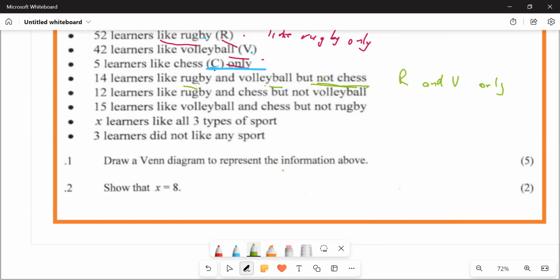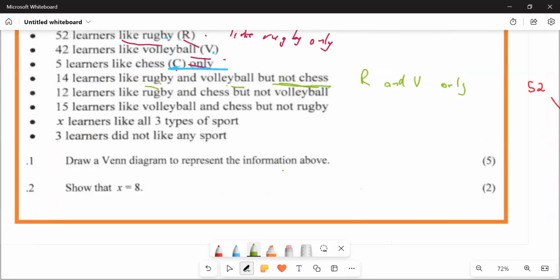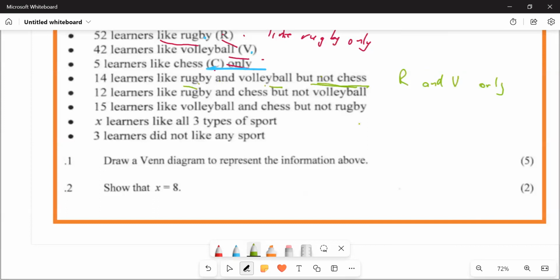Are you still with me? Let's go and check if we can have volleyball and rugby only. Okay, we'll get back to that one. Let's move on. So we have 12 learners who like rugby and chess, but not volleyball. Okay. So here you have R and C only. So remember that. And then they say 15 learners like volleyball and chess, but not rugby. So we have V and C only.